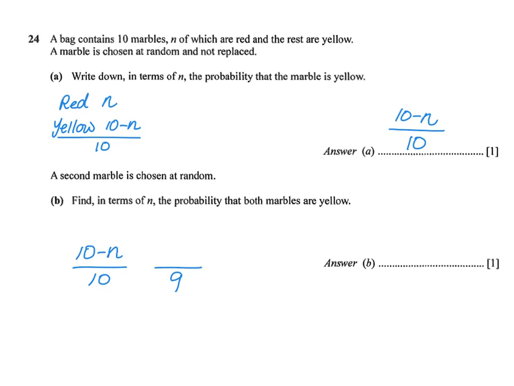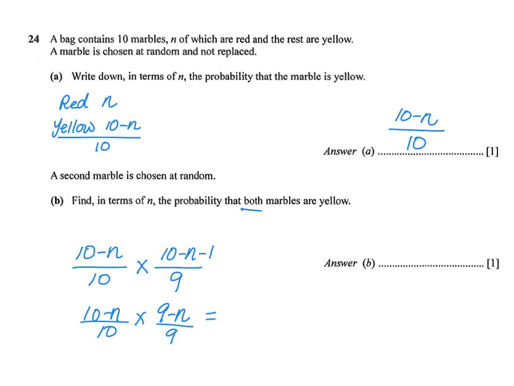I only have a total of 9 marbles, and I'm left with how many yellow? From the original 10 minus n, I took out one yellow. So I'm left with 10 minus n minus 1 yellow marbles. And for both of them to be yellow, that means the first is yellow, and then the second marble is also yellow. That means I will have 10 minus n times 9 minus n over 9.